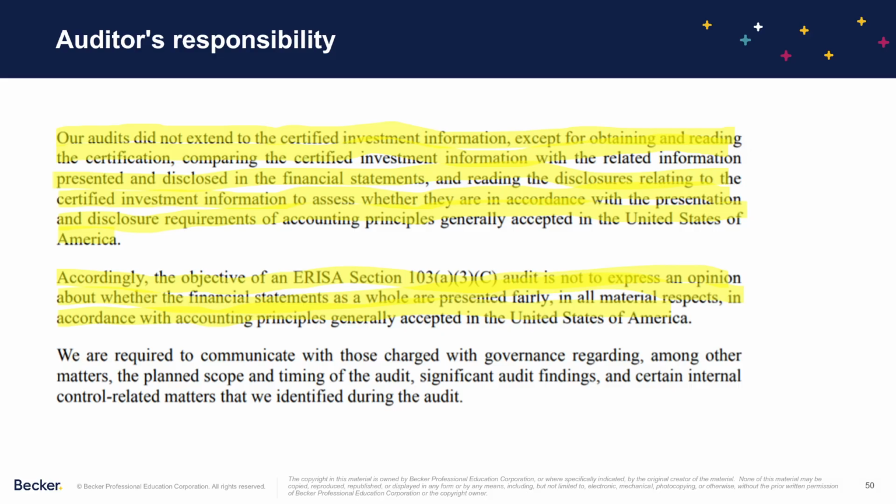In addition, accordingly, the objective of an ERISA Section 103(a)(3)(C) audit is not to express an opinion about whether the financial statements as a whole are fairly presented in all material respects in accordance with accounting principles. So they do kind of have a little bit of a caveat there regarding what the objective is. And then we are required to communicate with those charged with governance regarding, among other matters, the planned scope and timing of the audit, significant audit findings, and certain internal control-related matters, which is our traditional closing paragraph there.